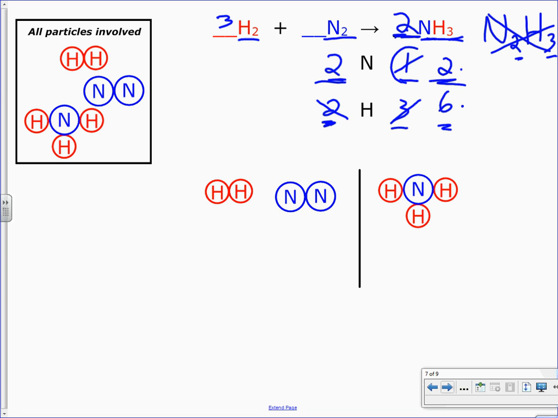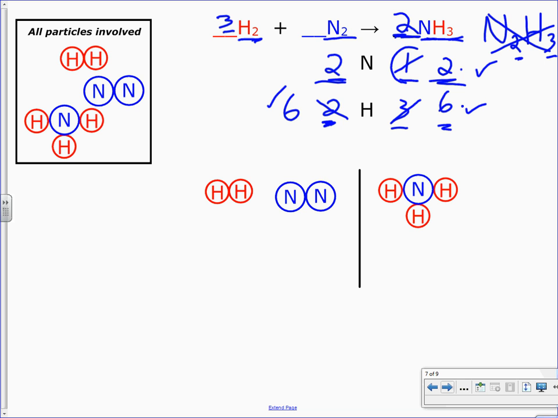So we cross out that 2 because we don't have 2 anymore. We have 3 times 2, so 6 hydrogen atoms. So let's check our math. We have 2 nitrogen on the left and 2 nitrogen on the right. So that is balanced, and our hydrogen, we have 6 on the left and 6 on the right.